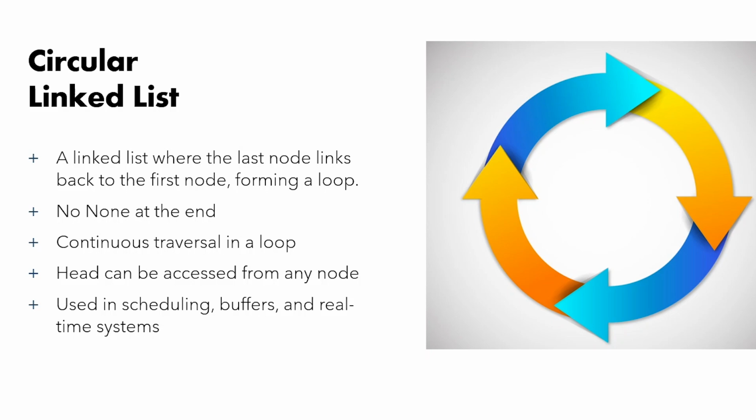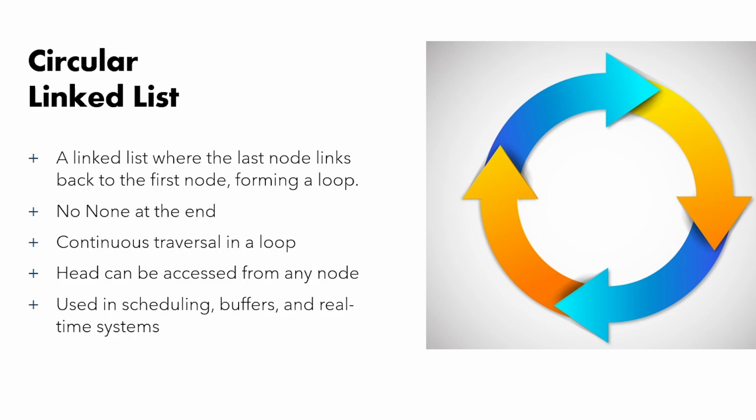Now we're going to learn about the circular linked list. We've looked at the singly, we've looked at the doubly. In singly and doubly linked lists, the last node always points to None. But in a circular linked list, the last node points back to the first node, or to the head, forming a loop. There is no None at the end, and because we have a loop-like structure, if you try to loop through a circular linked list, you're going to end up in an indefinite loop.